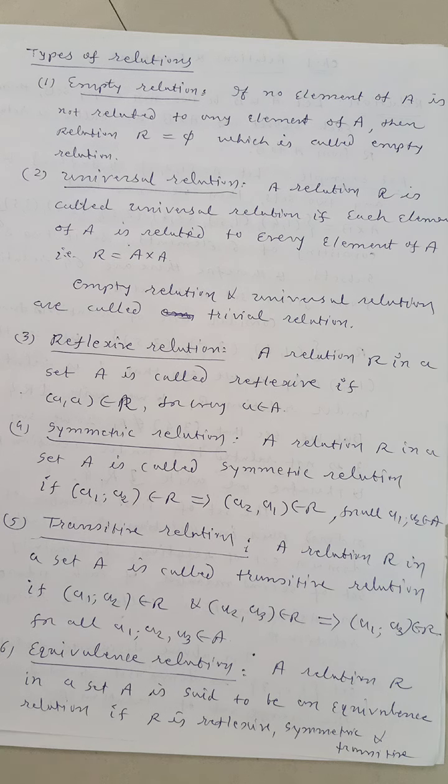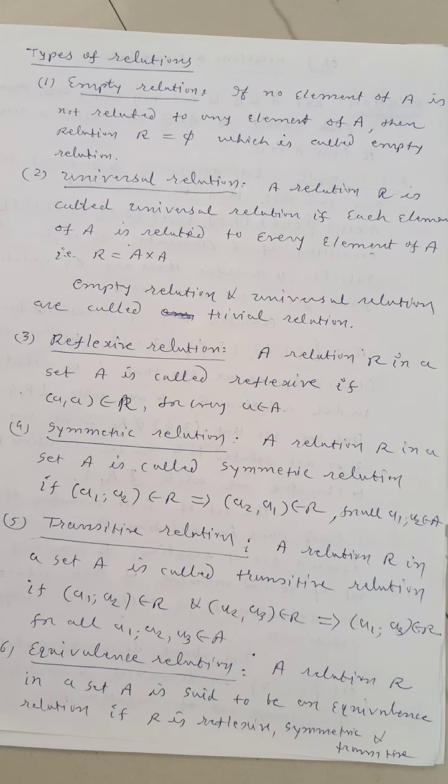Now look at the second one, symmetric relation. A relation R in a set A is called symmetric if the ordered pair (a1, a2), where a1 and a2 are different elements I select here, is a member of R, and it implies that the reverse ordered pair (a2, a1) belongs to R. If this happens, then we call the relation symmetric, and it should happen for all a1, a2 belonging to A.